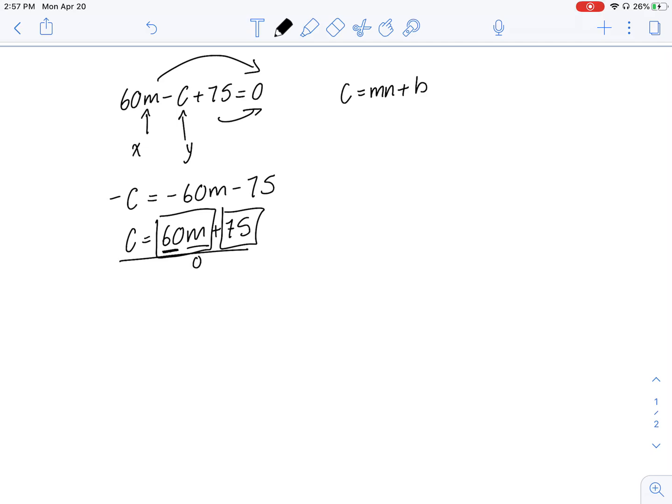Whereas the variable cost, which is the other component of this equation, 60m, that $60 depends on how many months the bed is rented for. That means the cost depends on the number of months the bed is rented for, whereas the 75, even if m equals 0, it'll always exist.